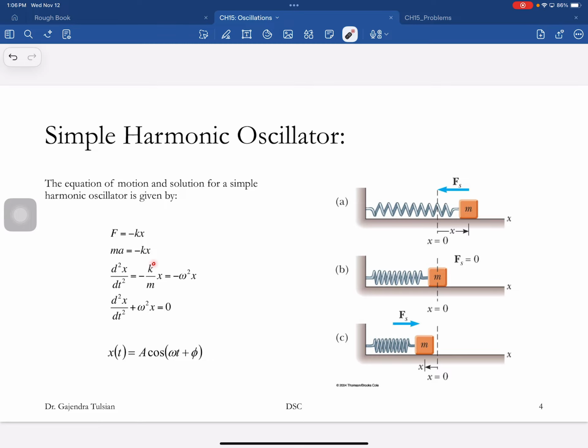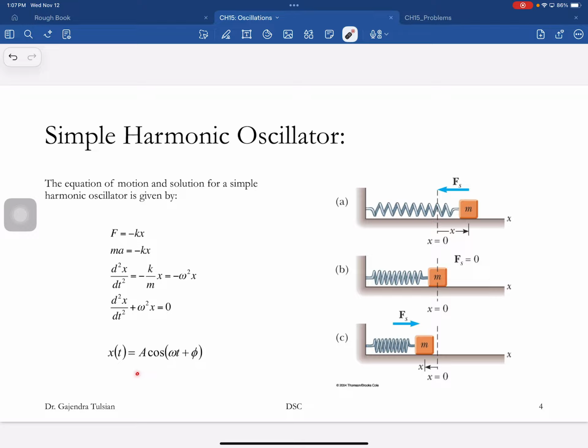We wrote k over m as omega square. Again, why did we write k over m as omega square? I forget. I'm sorry? It's always positive. That's what we want to convey. Omega squared is positive. And so here is the differential equation describing the behavior of the system. And now it's just a matter of finding a solution to that differential equation. And here's the solution.